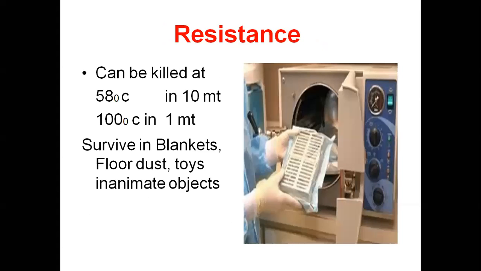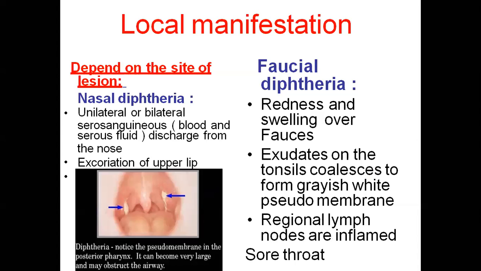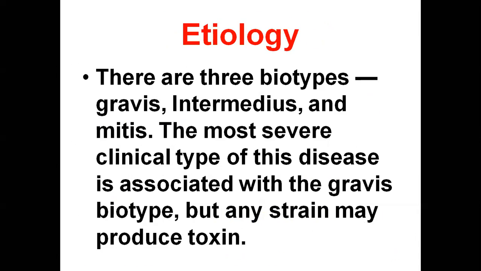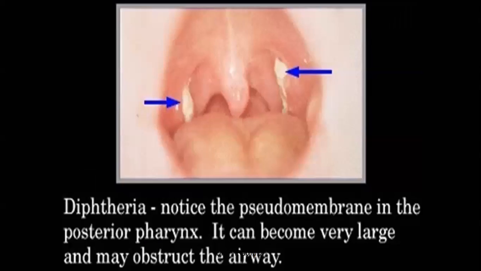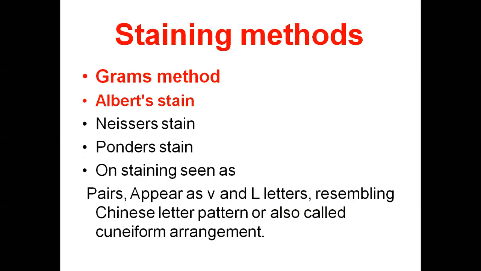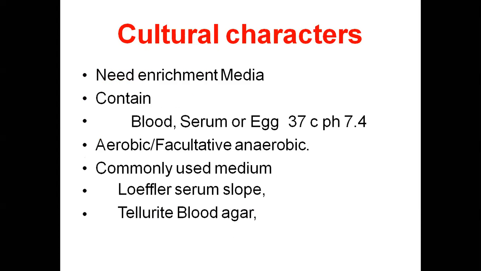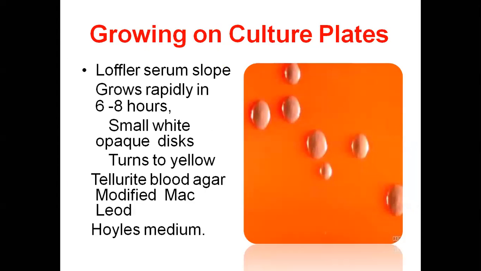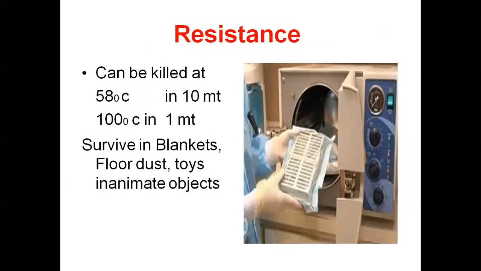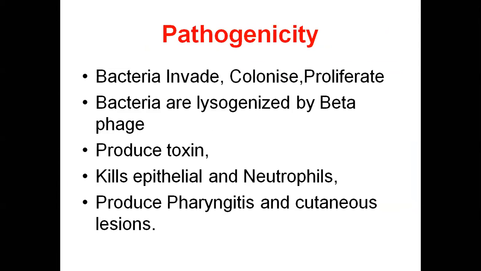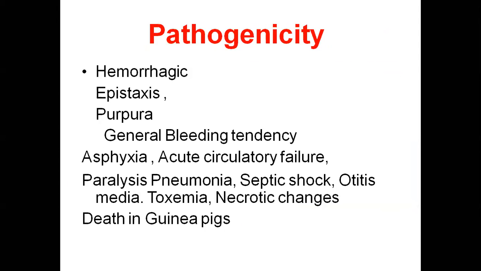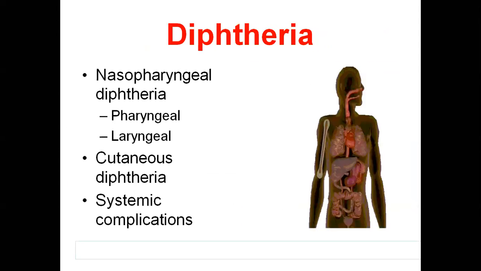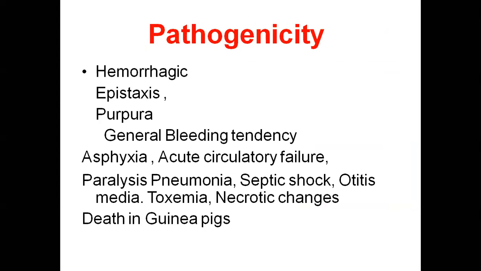So in today's class we saw what Corynebacteria is, then what the causes are, then how they usually infect. Then the staining method, then the culture characteristics. After the culture characteristics, the toxin, then the resistance and pathogenicity, with the example of the guinea pig. So this is today's topic, up to the pathogenicity.